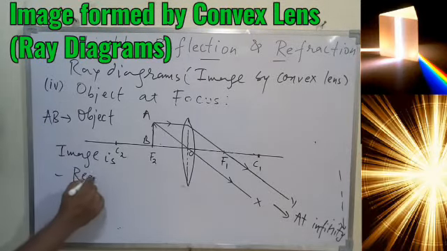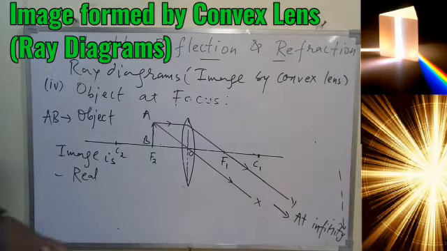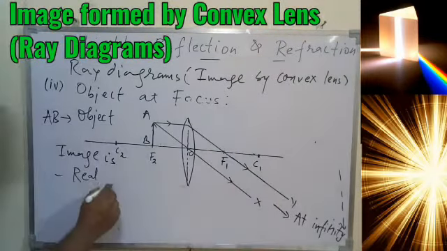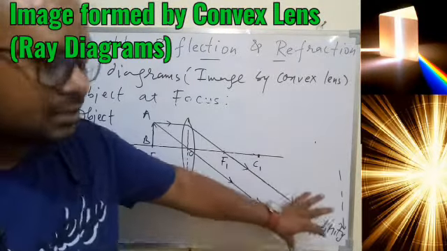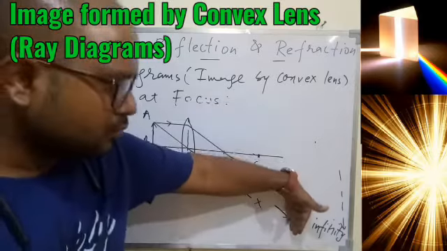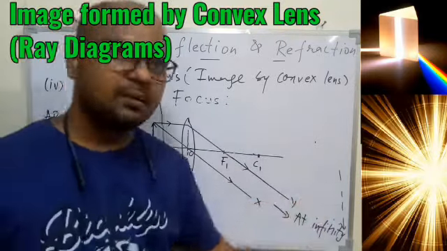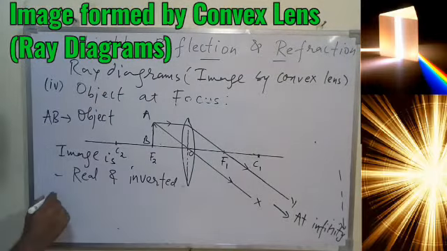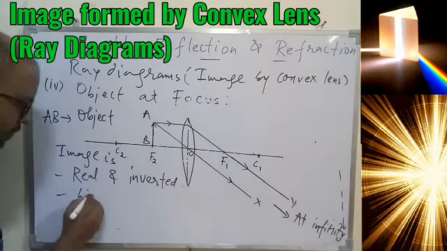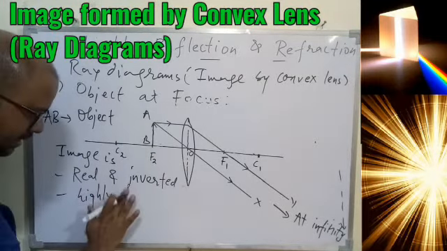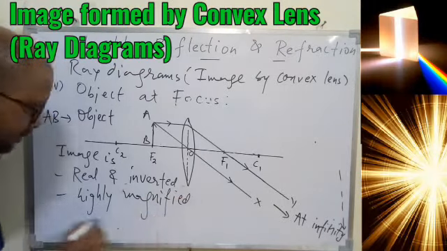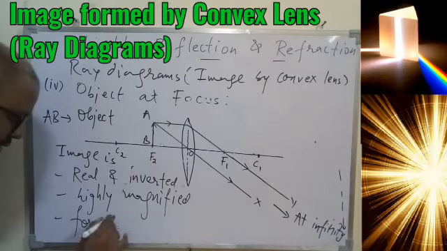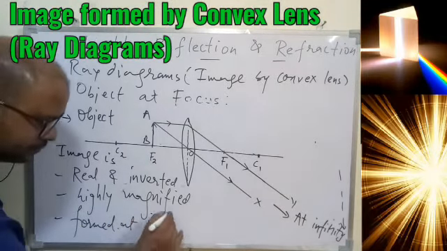It will be real because we believe it will form at infinity, and if it is real it will be inverted as well, no doubt. And if you see, with the increase in distance, the distance from the principal axis will also increase. So you understood, the image will be highly magnified in the case where we are placing the object at focus. And where will it be formed? It will be formed at infinity. So that is what we have to remember.